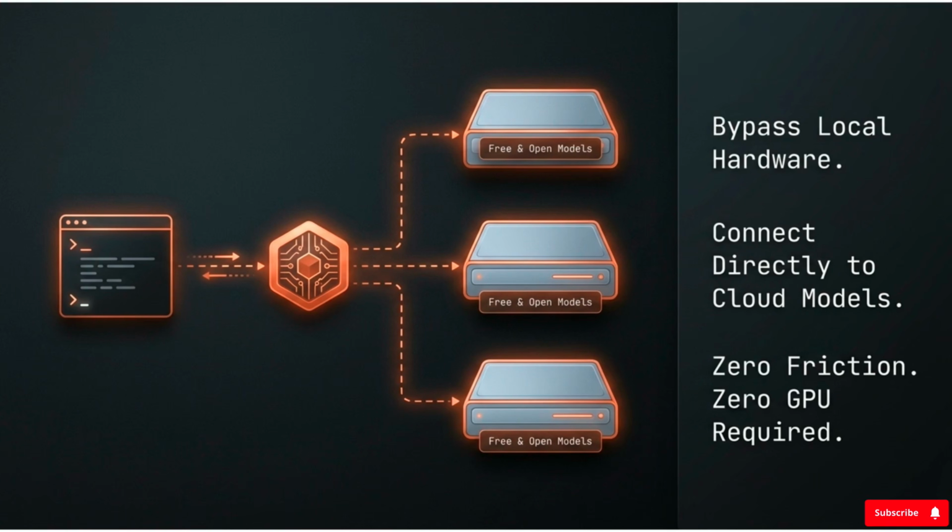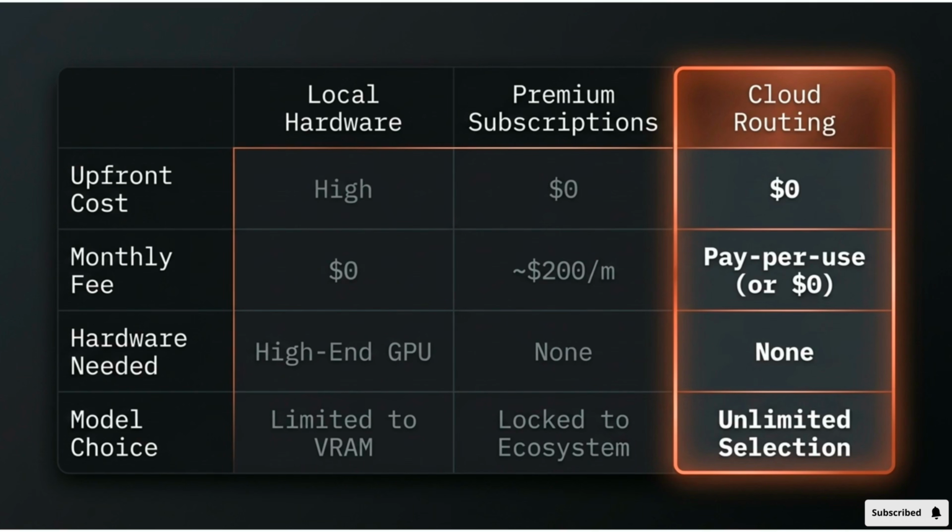The solution is to bypass local hardware and connect directly to cloud models. This results in zero friction and zero GPU required. Cloud routing offers a superior solution compared to local hardware or premium subscriptions. It requires no upfront cost or needed hardware and provides an unlimited model selection.